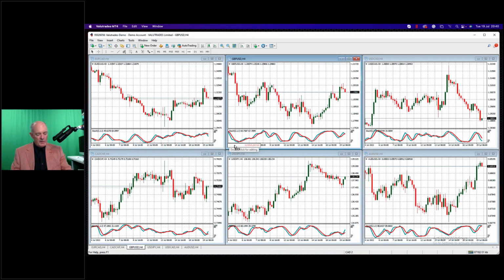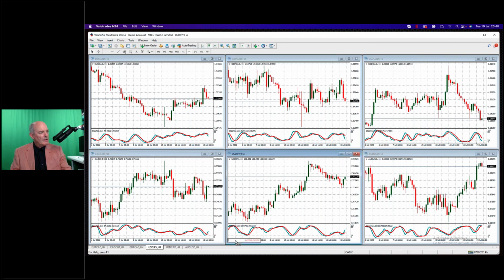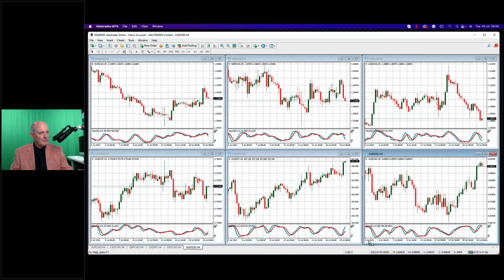So here we have the pound. So let's say I make a mistake and I type in CAD pound, which is a pair that doesn't exist. It rejects it, so you won't make a mistake. So I'm going to type in GBP CAD. So I've made my pound CAD. And here we have CAD yen. And here we have Aussie CAD.